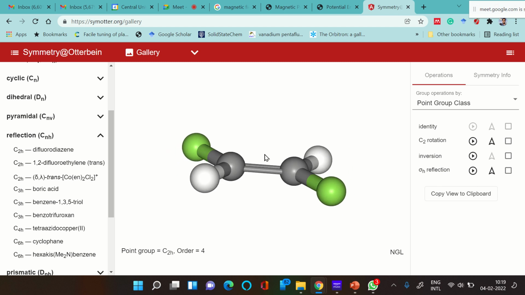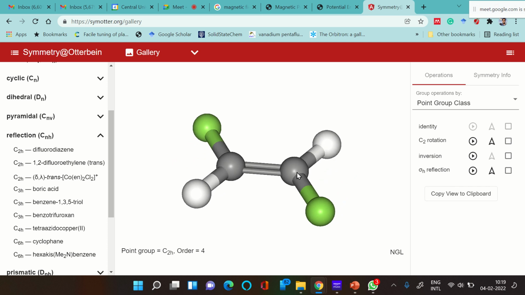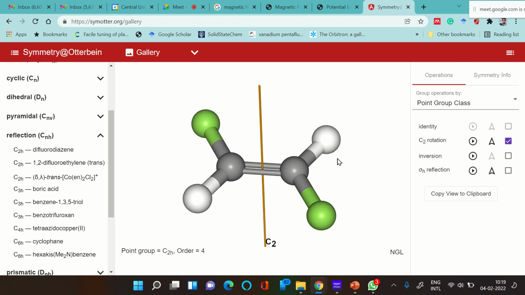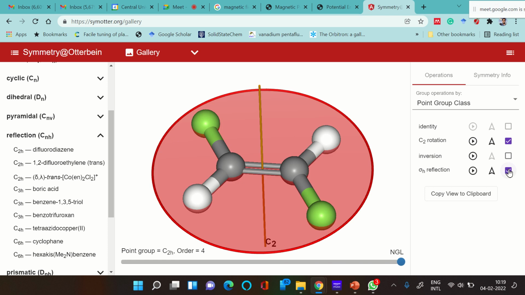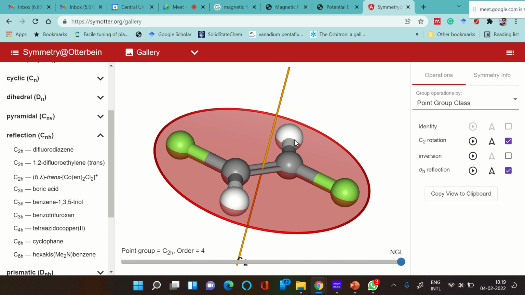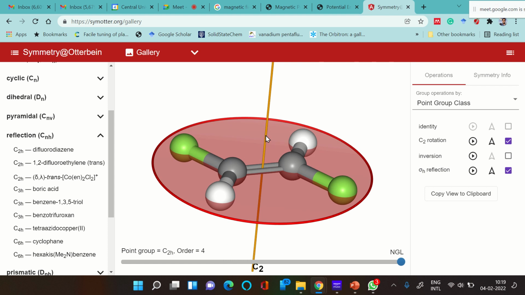So what was the highest order axis? You can find the principal axis is C2, this axis, and the other point is sigma h. Where did sigma h go? Sigma h is this one. So we directly saw that it has C2 and h also, so the point group is C2h. It is already clear that there is no n number of C2 axes.